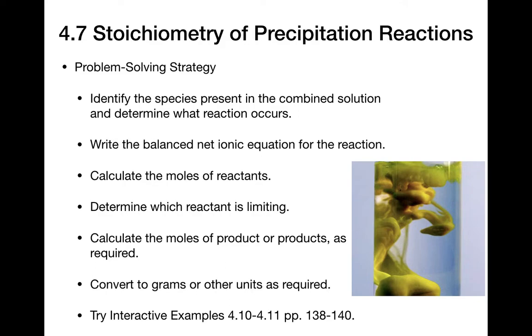Then you want to write the balanced net ionic equation for that precipitation reaction. You want to calculate your moles of reactants from whatever is given in the problem. You want to determine which reactant is limiting because you're mixing two solutions. One or the other may be mixed at a ratio that is the limiting reactant. And once you have the limiting reactant, you calculate your moles of product or products from that limiting reactant and then convert to grams or what other unit they ask for. So a couple examples of stoichiometry problems with precipitation reactions are 4.10 and 4.11.